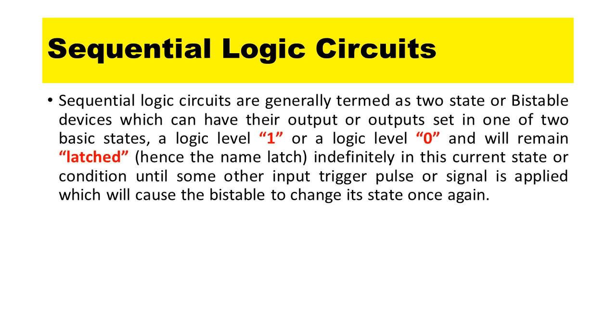Sequential logic circuits are generally termed as two-state or bistable devices, which can have their output or outputs set in one of two basic states: a logic level 1 or a logic level 0, and will remain latched, hence the name latch, indefinitely in this current state or condition until some other input trigger pulse or signal is applied, which will cause the bistable to change its state once again.